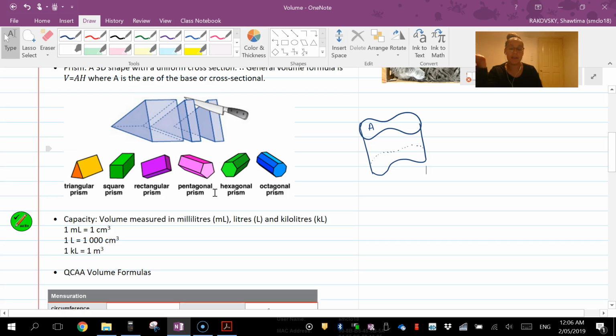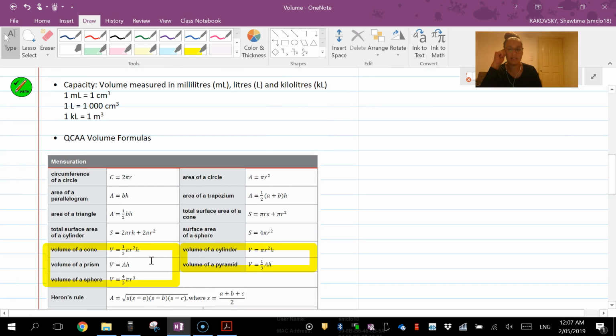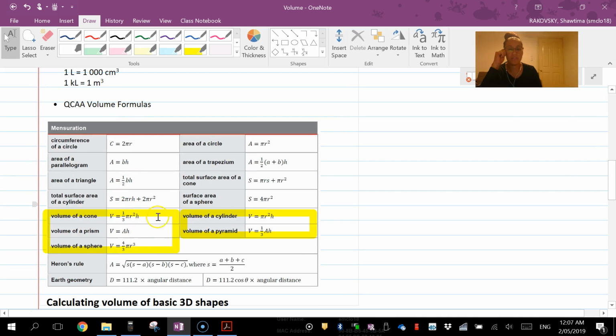One thing to note is capacity. Capacity is just another way of measuring volume, just in liquid form. So 1 milliliter equates to 1 centimeter cubed. If you scale that up to a liter, that's 1,000 centimeters cubed, and a kiloliter is a meter cubed, because it's 1,000 by 1,000 by 1,000. So that is those things there, and your volume formulas are here, which is what we'll go through in this lesson.